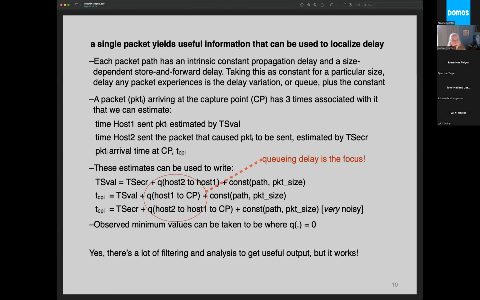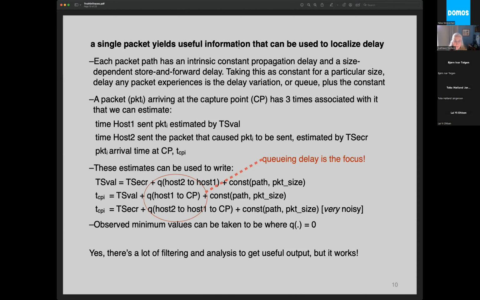If you think about it, every packet path has an intrinsic and constant propagation delay. I think we heard about that yesterday. It also has a size-dependent store and forward delay, but the dependence on size will be more or less significant depending on the rate. If we take those things as constant for a particular size, then the delay that any particular packet experiences is that delay variation, or that queuing delay, that we're concerned about.